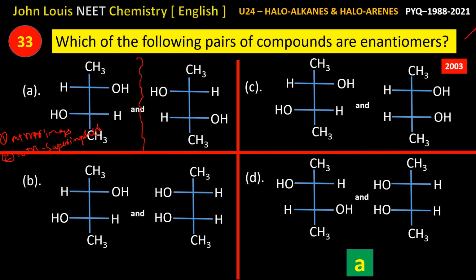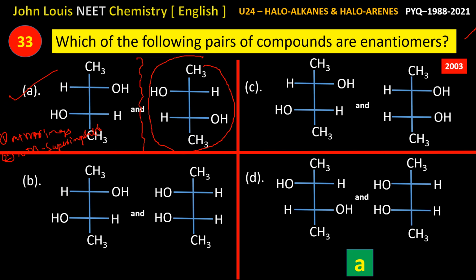And what is the second condition? Non-superimposable. Non-superimposable means what? You take one of these compounds, that is, you take compound B here, and you place it on A. If all the groups are the same, then it is superimposable. Otherwise it is non-superimposable. See, if you keep B on A, so CH3 will come. Here it is OH, here it is H. Here it is H, here it is OH. Here it is H, here it is OH. Here it is OH, here it is H, here it is CH3. So these groups will be different. Therefore it is non-superimposable. First of all, these two compounds are mirror images and also non-superimposable. Therefore, option A should be enantiomers.